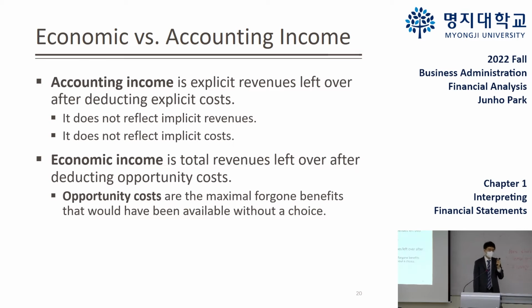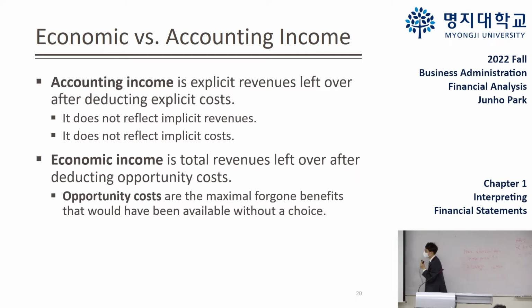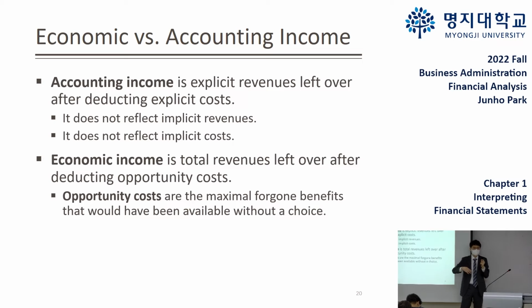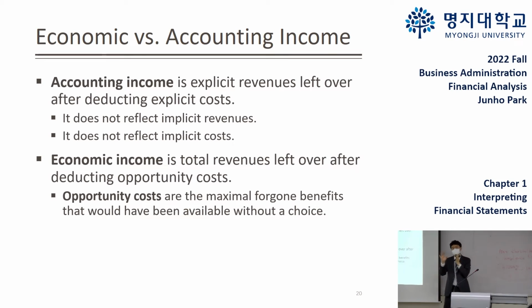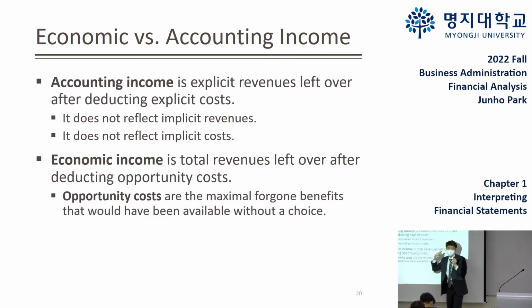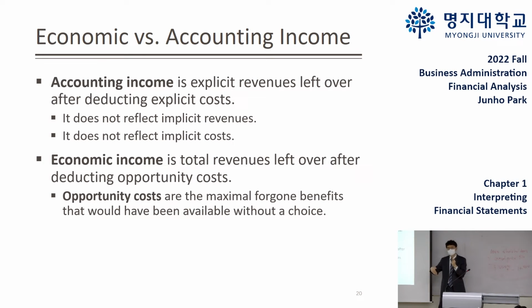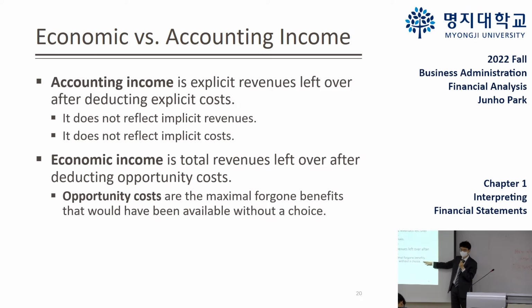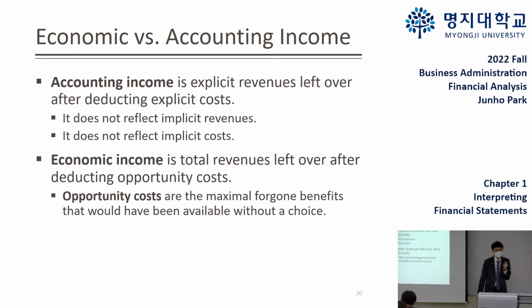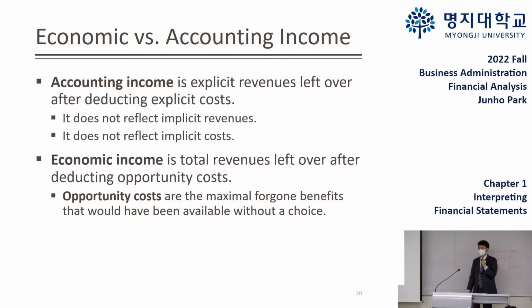And then the economic income will be calculated as the total revenues, which include the explicit revenues and the implicit revenues together, minus opportunity cost, which is the maximum value that you had lost due to your choice. So that is economic income, and it is different from the accounting income. So overall, we learned about these two.